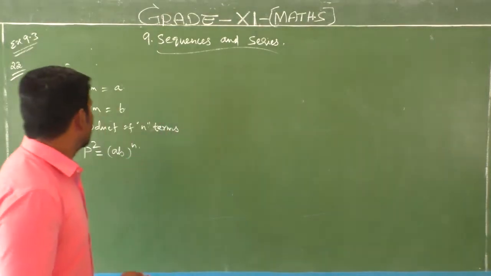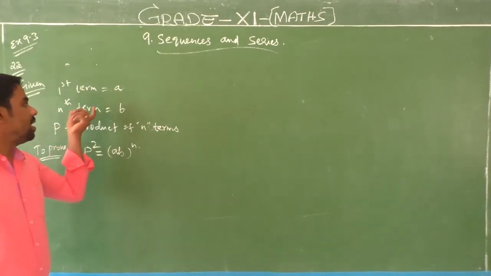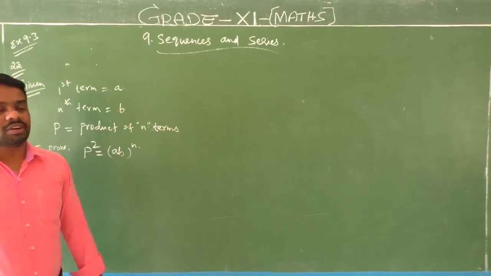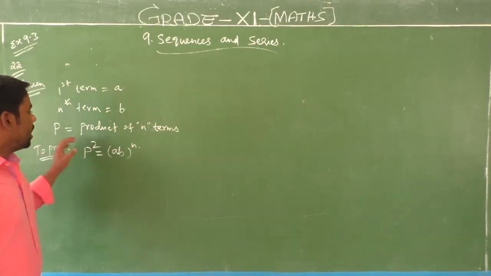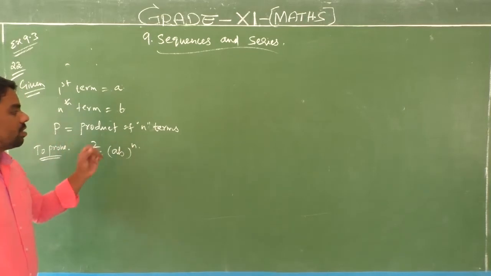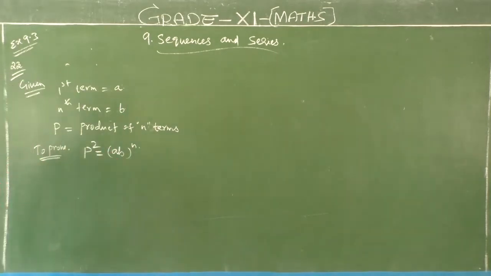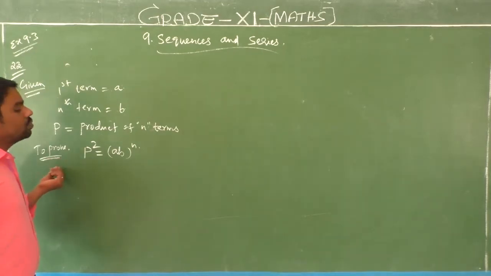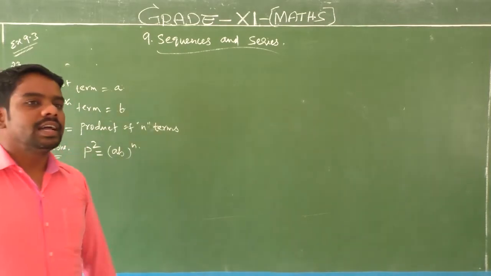Question number 23. Given information: the first term and the nth term of the geometric progression are A and B, and capital P is the product of n terms. We have to prove P squared is equal to (AB) power n.